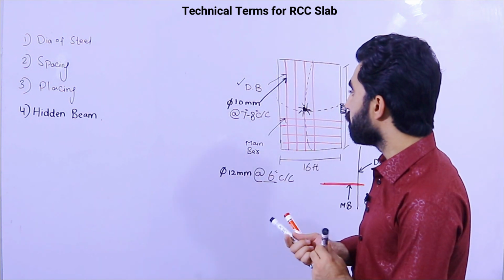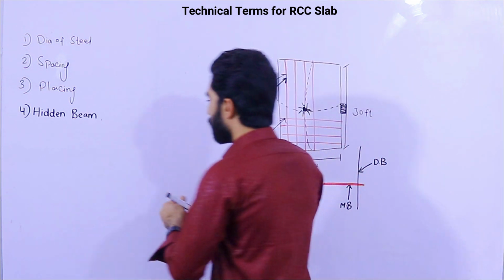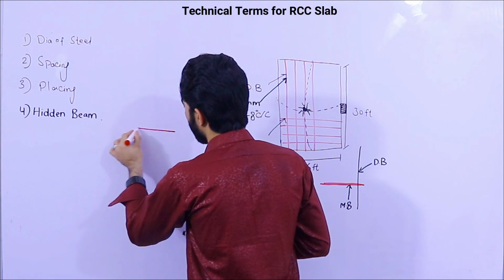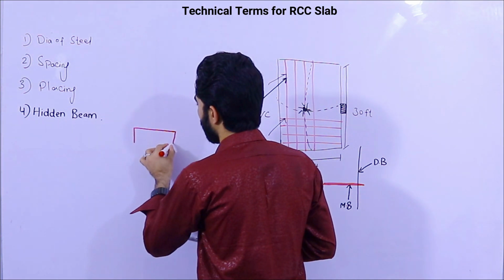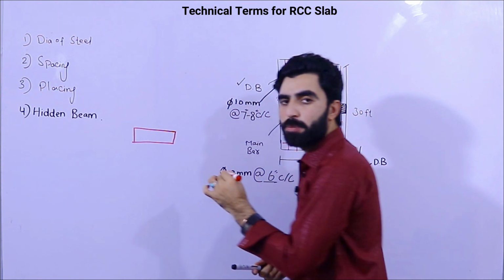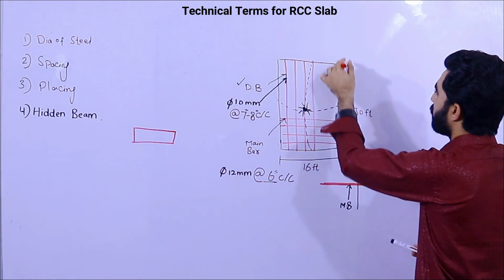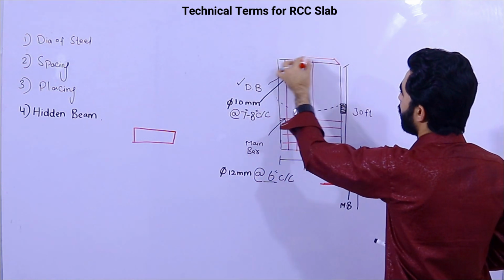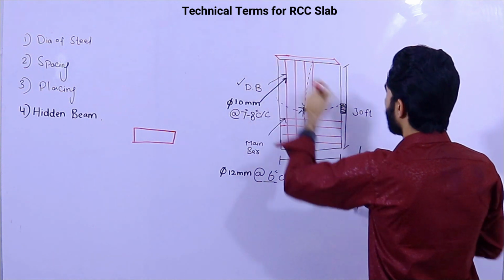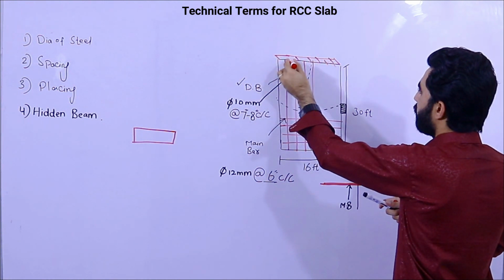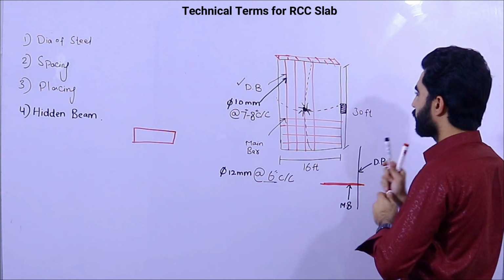Remember guys, the hidden beam depth should be the same as the depth of the slab. For example, this is the hidden beam, and this is the RCC slab. If the thickness of the slab is, for example, 6 inches, this is very important.